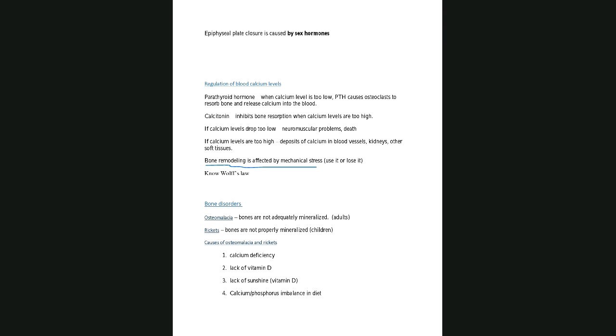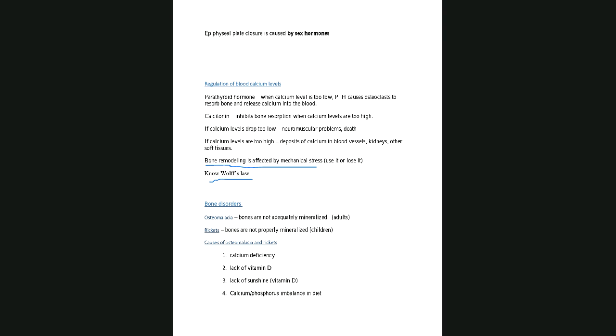Now, bone remodeling is affected by mechanical stress. This is one of those use it or lose it things. Wolff's Law says that the strength and the bone growth is directly proportional to the amount of stress put on the bone. So if you quit walking, your bones are going to shrink in your legs.